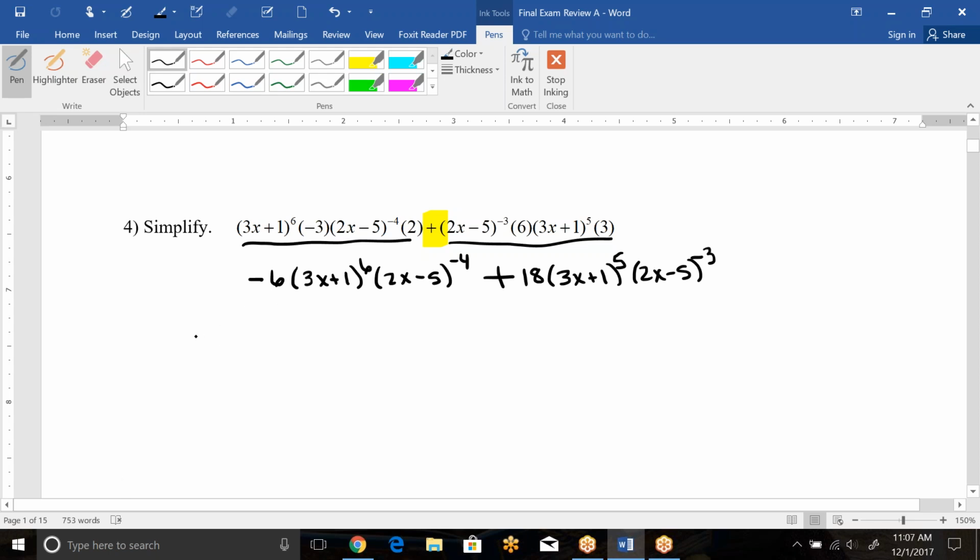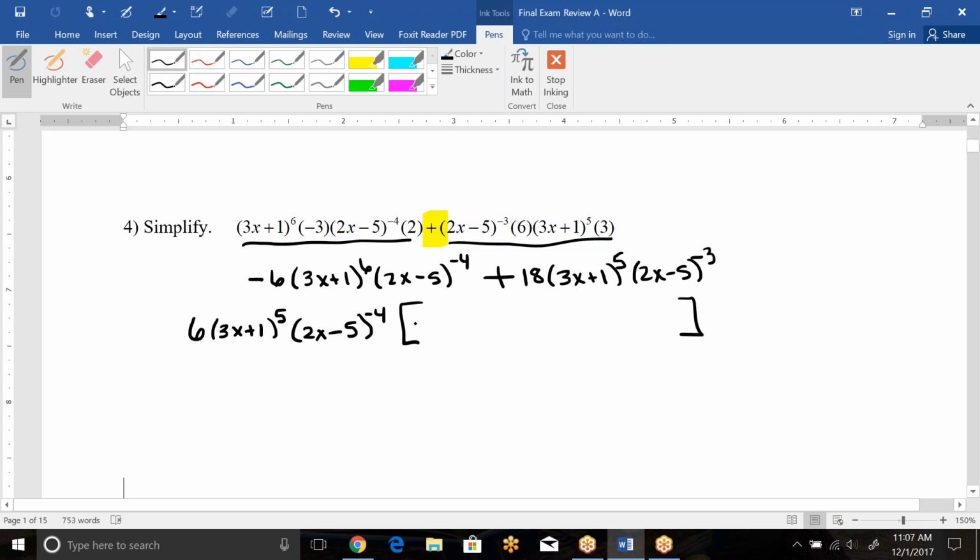So I'm going to pull out a 6 because they both are divisible by 6, the numbers out front. We have at least 3x plus 1 to the 5th in common, because this one has 5 and this one has 6. With negative exponents, you have to be a little bit careful. Notice we pulled out the smaller of the two numbers when we did 5 and 6. We do the same thing here, but the smaller of the two numbers is negative 4. So 2x minus 5 to the negative 4. And we'll have a big bracket, and we'll say what is left in each part.